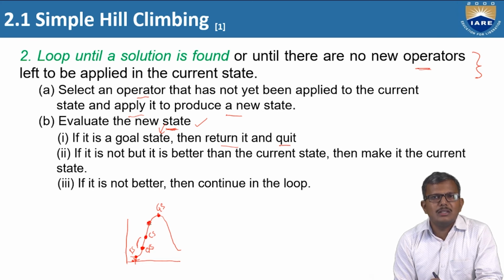Whenever your current state is here, and after applying some operator, you move to this point. Means your current state is this one now. So now you compare this current state with the goal state. Both are matching. That means you have reached the peak point, so you stop the search activity.